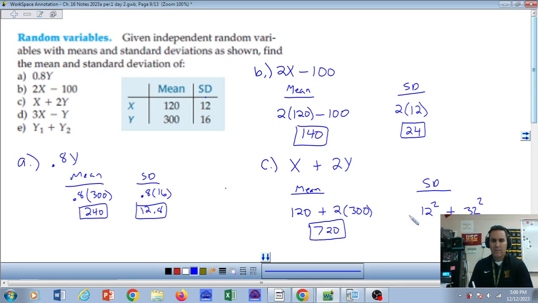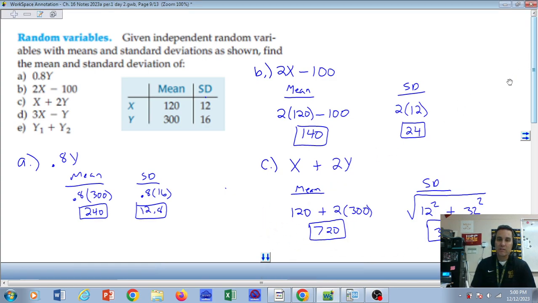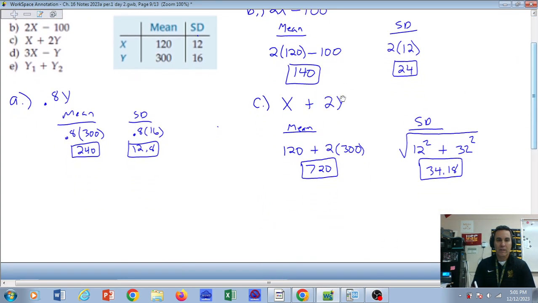And then you're going to square root that after you combine it. So the variance of the x group and the variance of 2 times the y group, you're going to square those and add them together. You get 1168, square root, and you end up getting 34.18, around there. I rounded it up a little bit. 34.18. So there is part C of combining those two groups together.